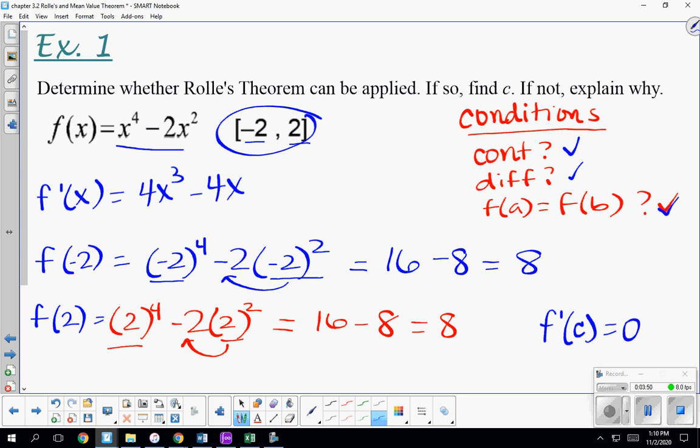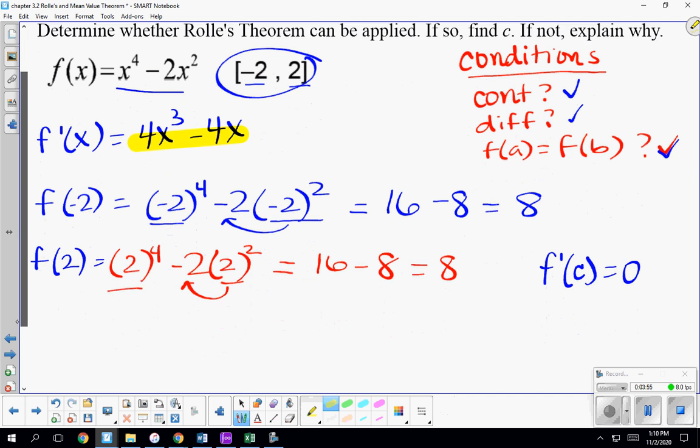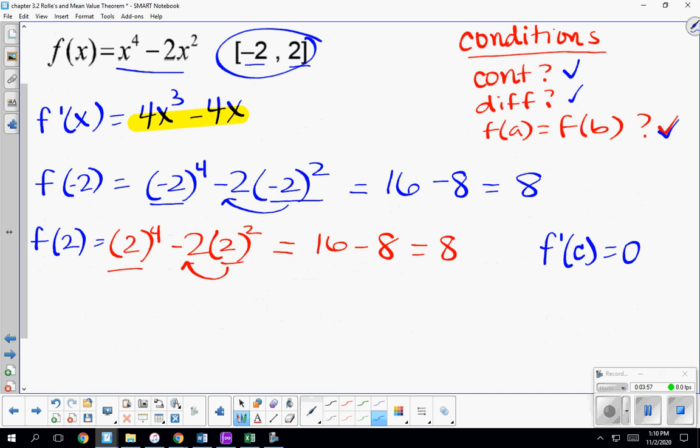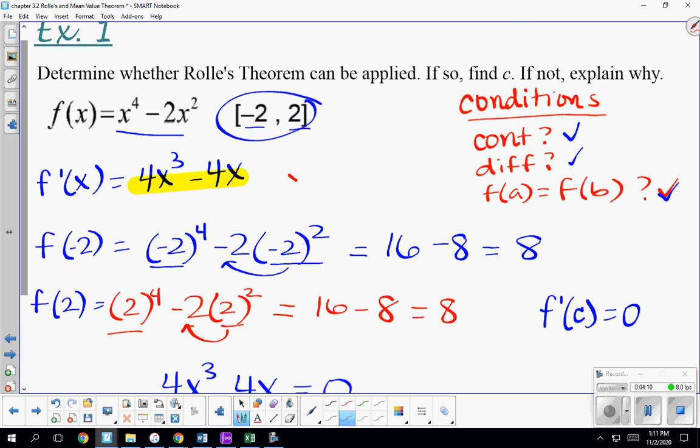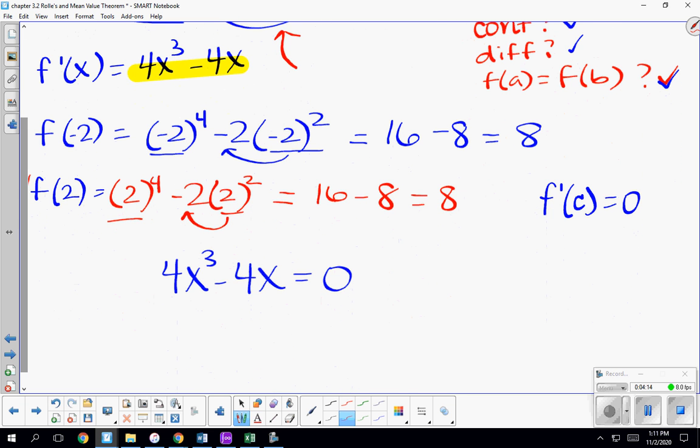So we already found our derivative. Let's go ahead and take that and set it equal to 0. And the theorem says we have to get an answer. We have to. That's what the theorem says. So I'm going to take my derivative, which is 4x cubed minus 4x, and I'm going to set it equal to 0 and simplify. Again, the theorem says at least one answer has to be in this interval. So if we don't get any, that means we messed up.